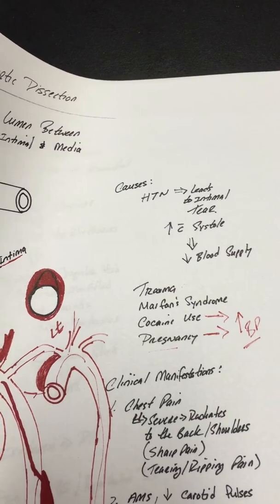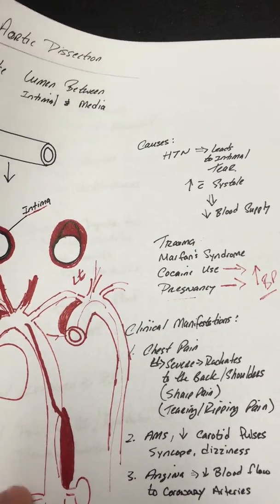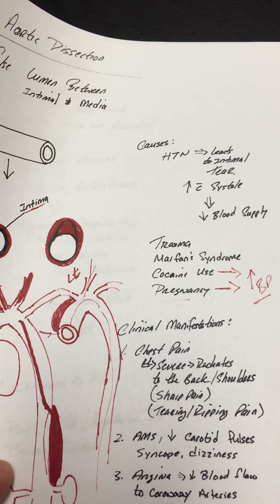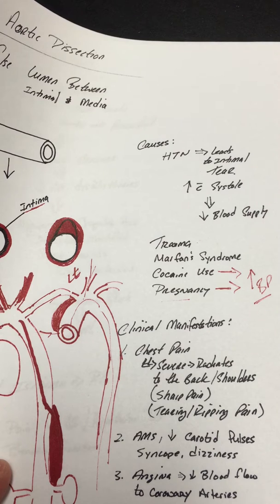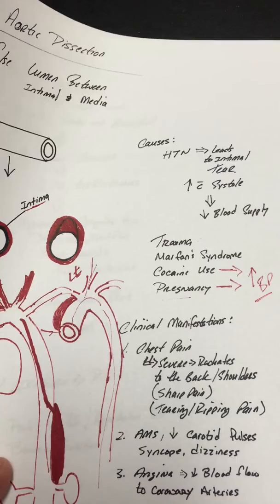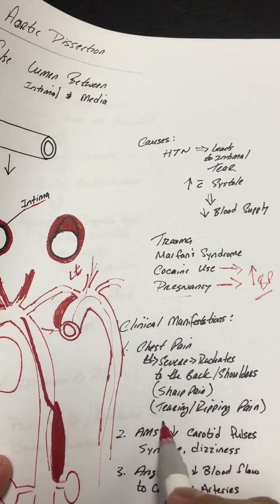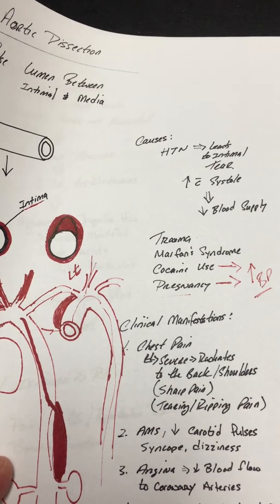So let's move on to our clinical manifestations. Number one, chest pain. Now this chest pain will be sharp, and it will also radiate to the back, to the shoulders, to the neck. Patients often complain of it being a sharp pain or maybe a tearing or a ripping pain. So always ask the quality of the pain. Ask them to describe the pain. Again, a lot of patients say it feels like a tearing or a ripping pain, a very, very sharp pain.